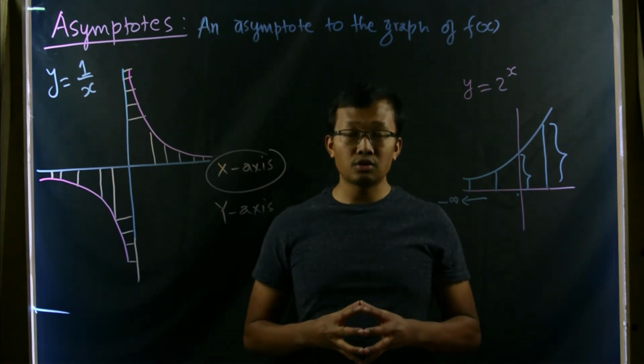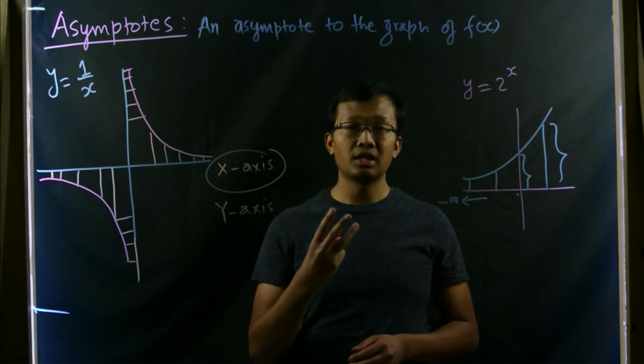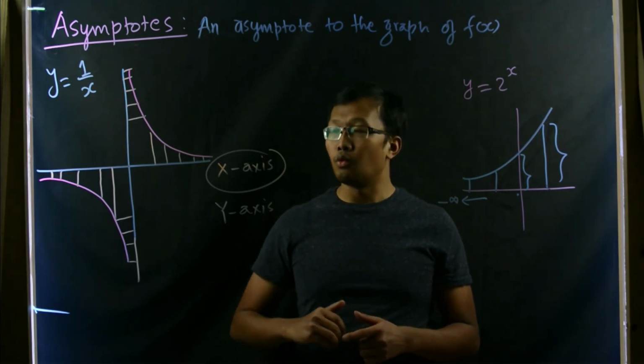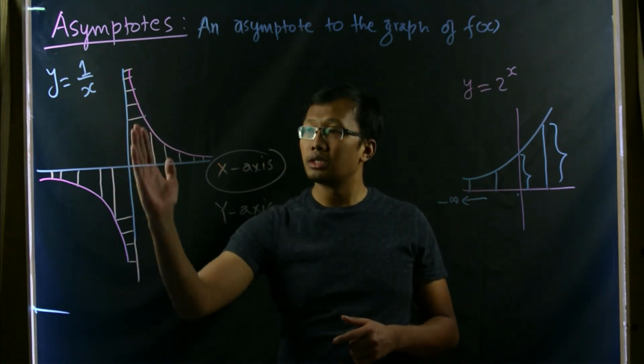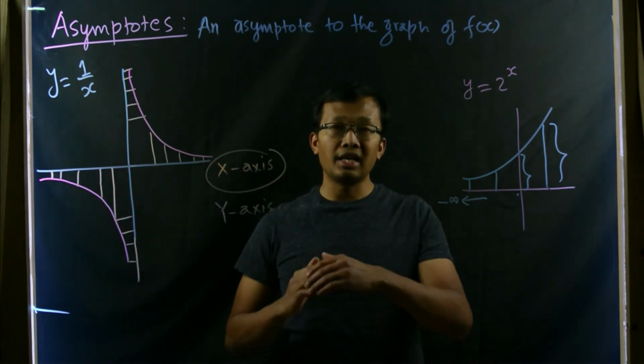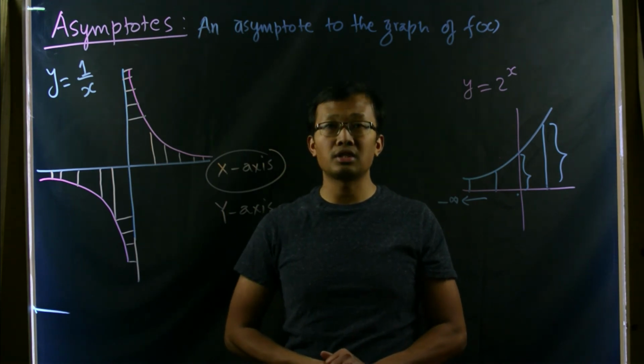For the purpose of this course, we'll be talking about three kinds of asymptotes, and all of those three are straight lines. One is the vertical asymptote, another is the horizontal asymptote, and another is any straight line. Those are the three types of asymptotes that we will be discussing.